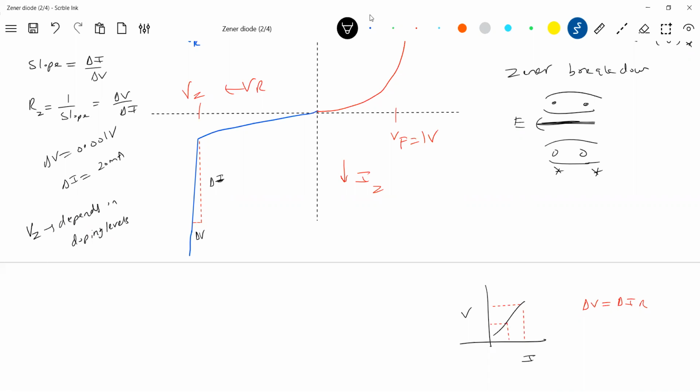Okay, clear this. VZ or breakdown voltage, both are same here. So there's one thing that happens. What is the use of the graph? What is the conclusion of the graph? At breakdown, if the current across the Zener diode increases, the voltage across it remains constant.